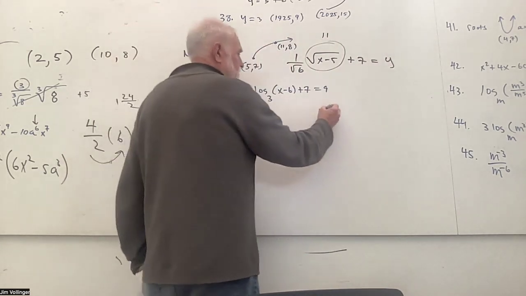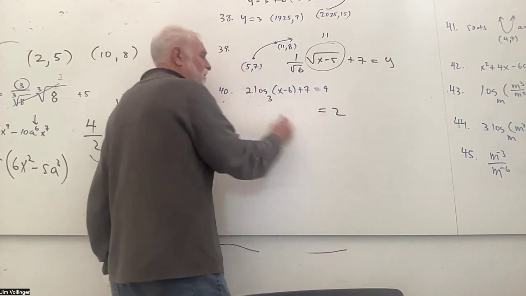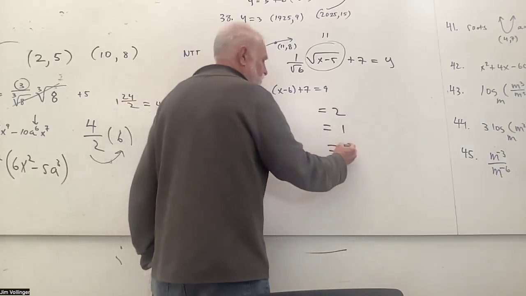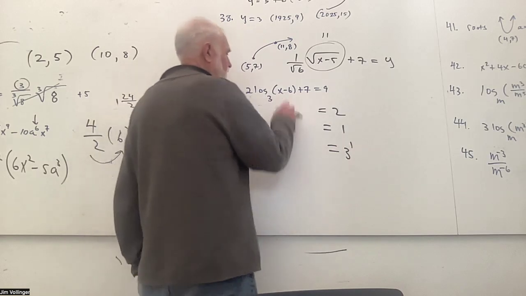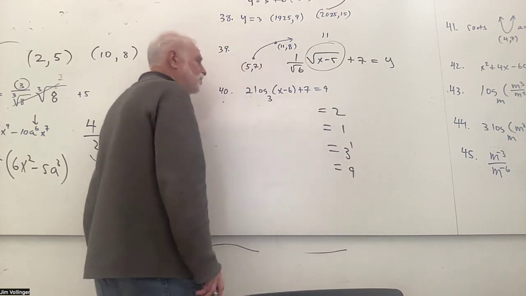Solving this, I'm going to subtract 7, which gets me 2. I'm going to divide by 2, which gets me 1. I'm going to do the inverse of log base 3, which is 3 to the exponent 1. And then I'm going to add 6, and that's going to get me 9. That should be my answer.